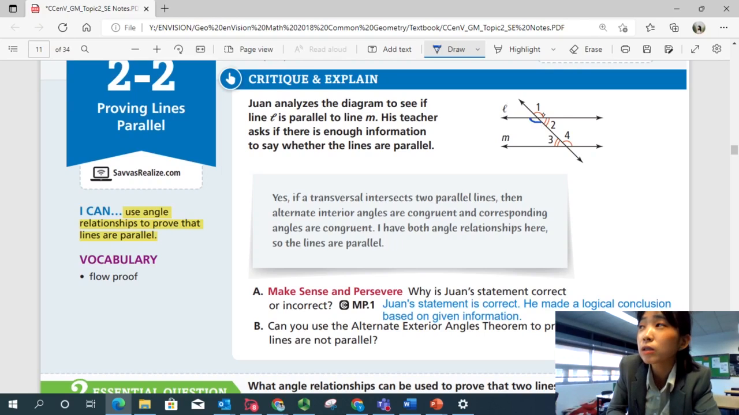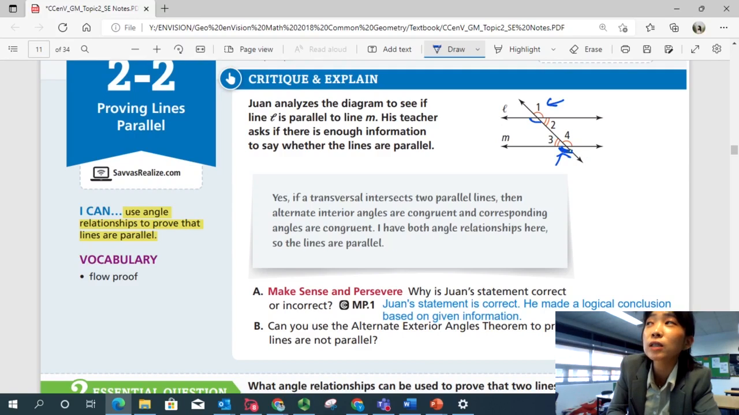Vertical angles are congruent, so these two would be congruent. Alternate interior angles are congruent, so these two would be congruent. Vertical angles would be congruent again. So angle 4 and this angle right here would be congruent. Alternate exterior angles could be this angle 1 and this angle, right? Could you use this information to prove that lines are not parallel?